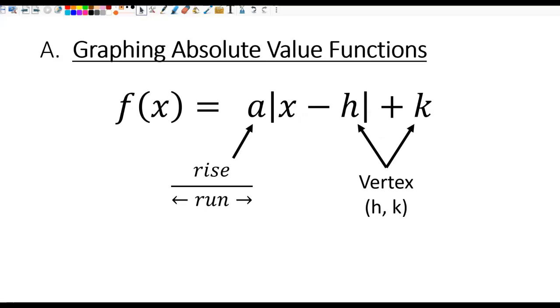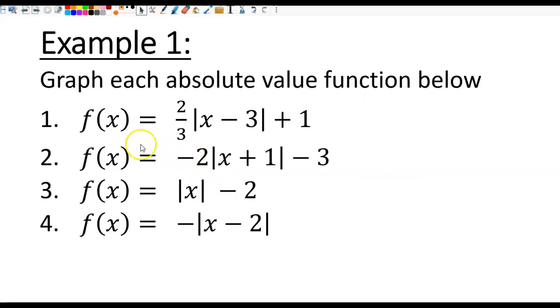But the downside is sometimes it takes too long to do that. And the other downside is if you don't pick the right points, you might not see the shape of the graph correctly when you try to connect the dots. So these little shortcuts that I'm giving you guys for graphing are ways to make sure that you get it right, and it's usually faster anyway. So let's go ahead and begin here. Let's do number 1. All right, so it says graph each absolute value function below.